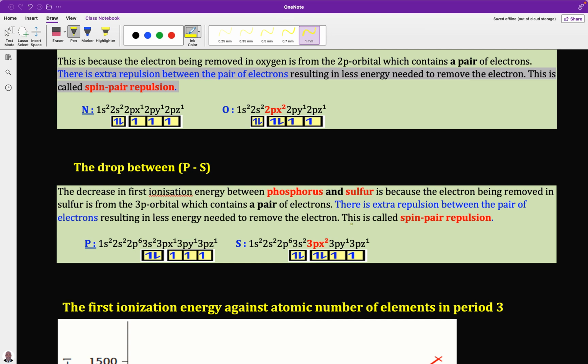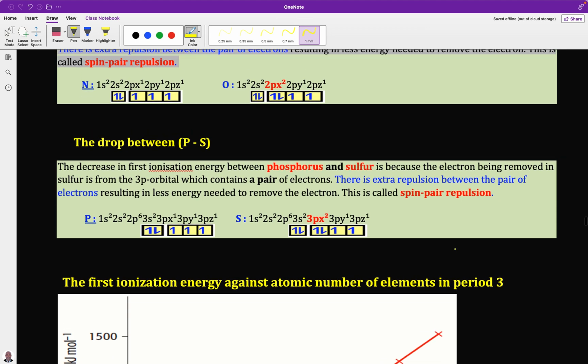I will advise you, learners, you can say because of spin pair repulsion. All that we have explained here is because of spin pair repulsion. You can write because of spin pair repulsion, then you explain. When the examiner sees that it is spin pair repulsion, because that is the major point. You have a point, then the explanation, then you have the other points. And that is how you can do it.